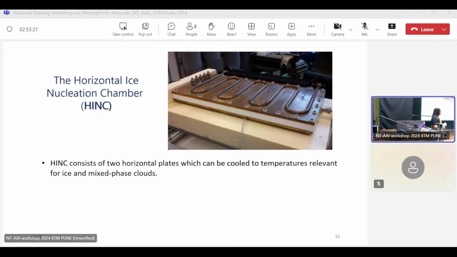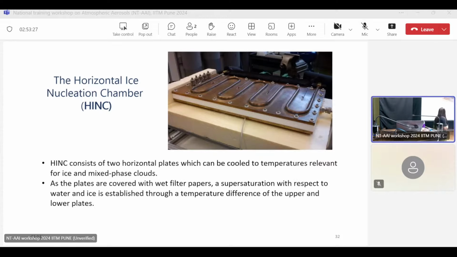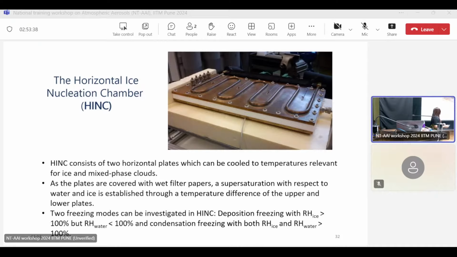mixed phase cloud. So this is very important: in HINC we are going to focus on both mixed phase as well as ice clouds. And as the plates are covered with wet filter papers, a supersaturation with respect to water and ice is established through a temperature difference of the upper and lower plates. So basically 2 freezing modes can be investigated in HINC. One is deposition freezing and another is condensation freezing.